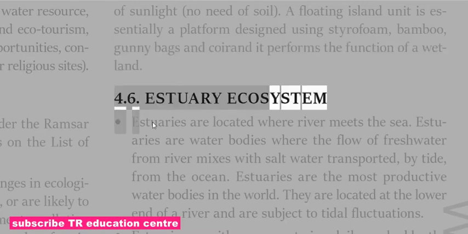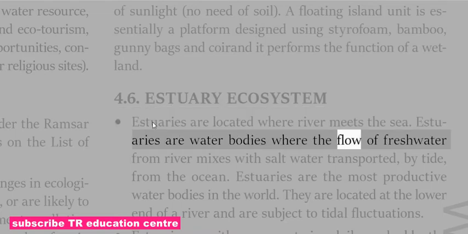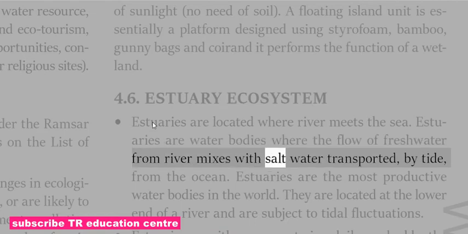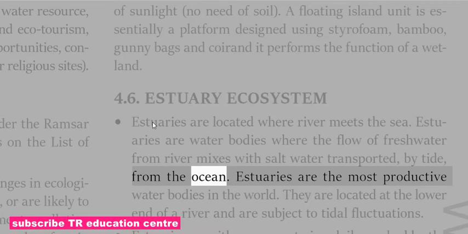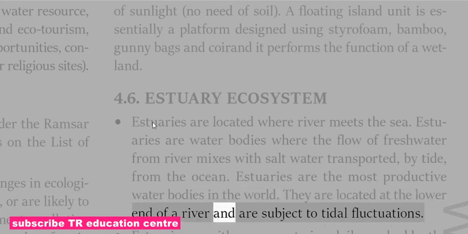4.6 Estuary ecosystem. Estuaries are located where river meets the sea. Estuaries are water bodies where the flow of fresh water from river mixes with salt water transported by tide from the ocean. Estuaries are the most productive water bodies in the world. They are located at the lower end of a river and are subject to tidal fluctuations.